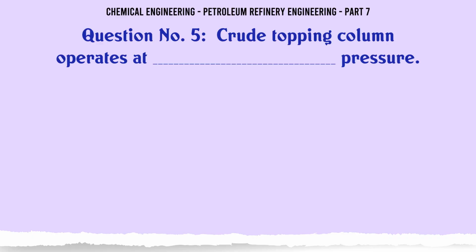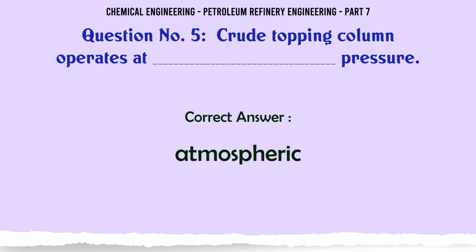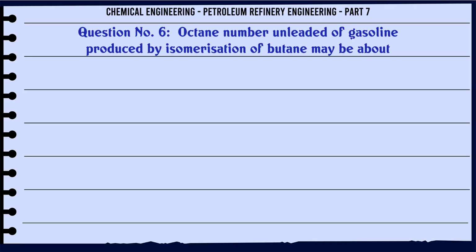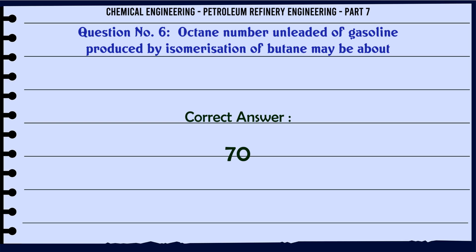Crude topping column operates at pressure: A. Atmospheric. B. 10 atm. C. Vacuum. D. 3 atm. The correct answer is atmospheric. Octane number of unleaded gasoline produced by isomerisation of butane may be about: A. 45. B. 55. C. 70. D. 90. The correct answer is 70.